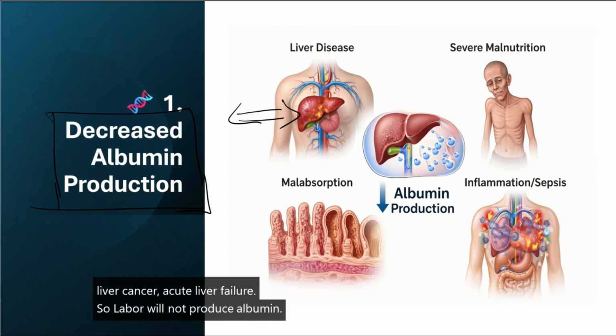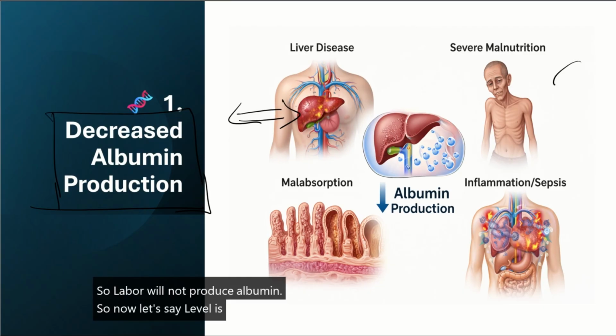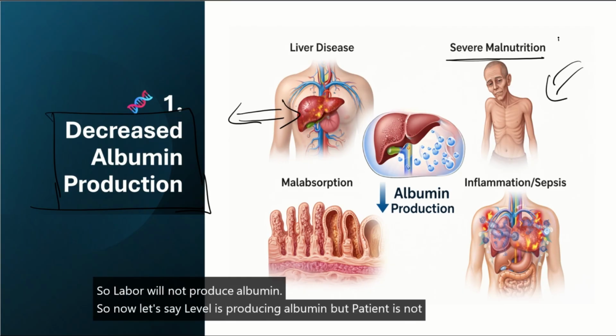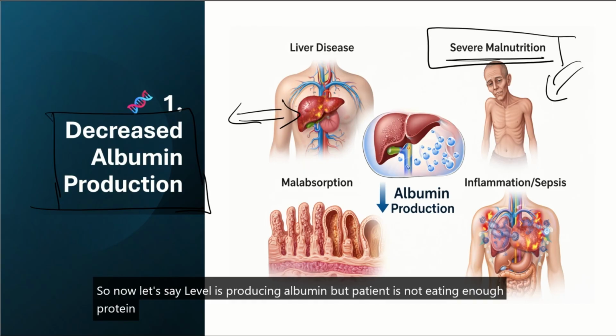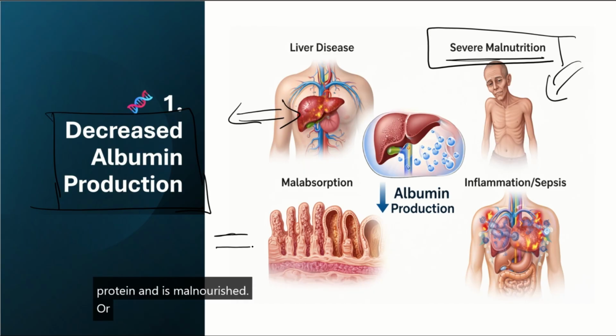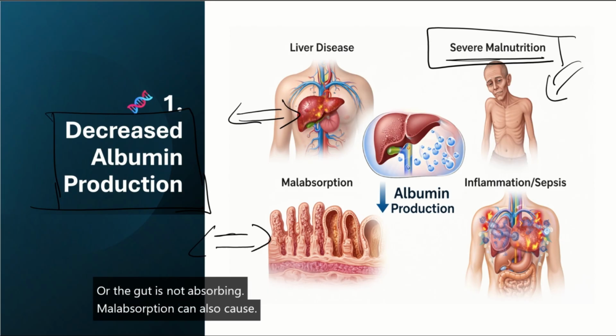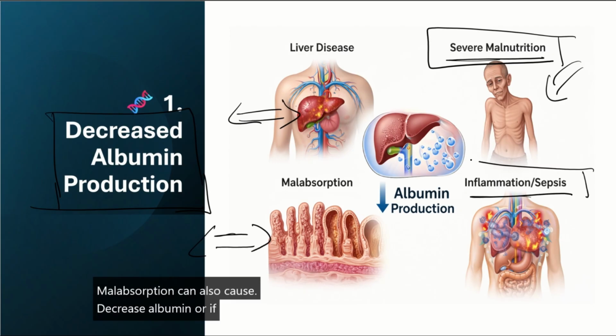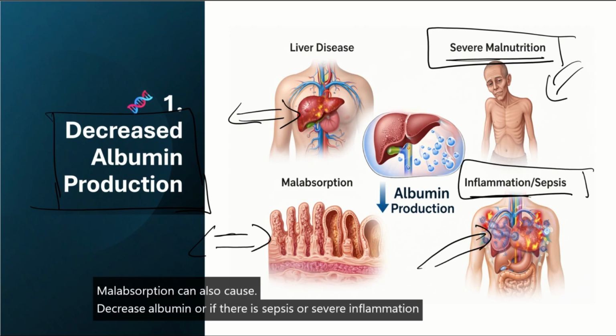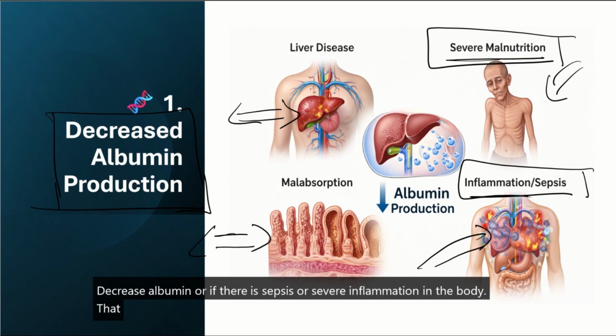Now let's say liver is producing albumin but the patient is not eating enough protein and is malnourished, or the gut is not absorbing protein. Malabsorption can also cause decreased albumin. Or if there is sepsis or severe inflammation in the body, that will also decrease albumin production.